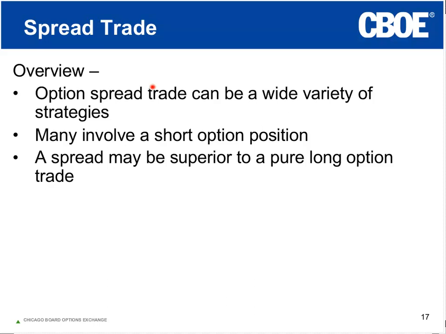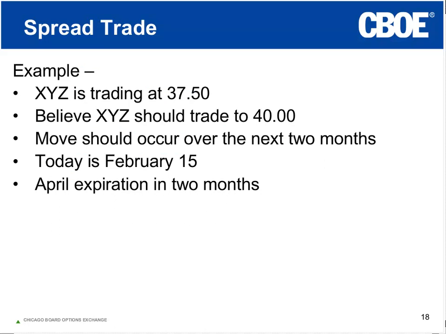Spread trades can also involve owning an option contract and selling another option contract against it. What we're going to take a look at right now is an outlook that will involve buying an option and selling another option contract. Let's say we've got XYZ down at 37.5 now, and we believe the stock's going to trade up to 40. We think this is going to happen over the next 2 months, and everything had a February 15th date on it. So now we're taking a look at April expiration, which is 2 months off.